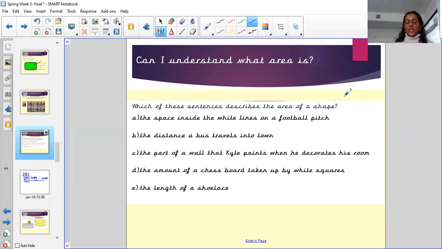And E, the length of a shoelace. So if I have a piece of string or a shoelace itself, does that measure area? No, it doesn't. It measures the length of something from one point to the next. So that doesn't actually measure the inside. It measures a point from there to there. So that's not area either.